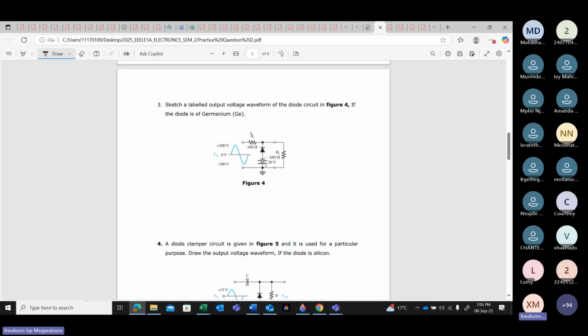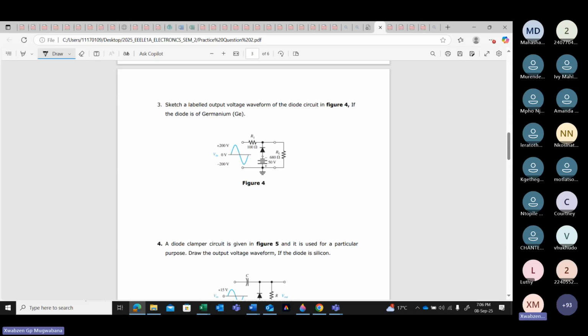When you just see the circuit, what do you think of? Which circuit is this? Negative clipper circuit. That is your clipper circuit. Are we together? Now, if this is a clipper circuit, you must be very careful. How are you clipping this circuit? Like you said, it's a negative clipper circuit with a negative bias.